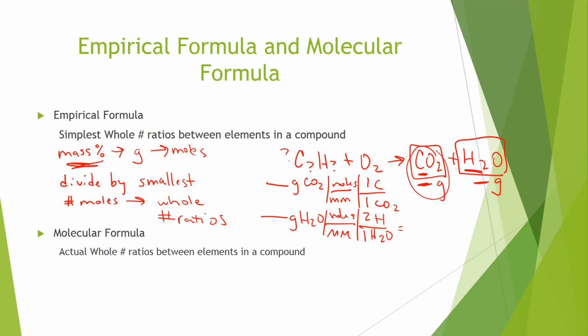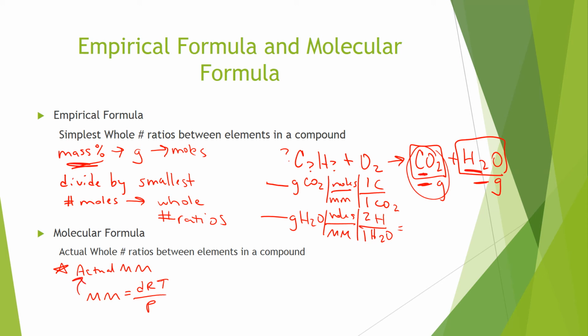For molecular formula, this is the actual whole number ratios between the elements in a compound. The first thing you need to know to be able to do a molecular formula is the actual molar mass. The actual molar mass, most of the time, you'll have to calculate with the molar mass equation. So molar mass equals DRT over P. D stands for density, R stands for your gas constant, which is 0.0821, T is your temperature in Kelvin, and P is your pressure in atmospheres. When you calculate this, this is your actual molar mass.